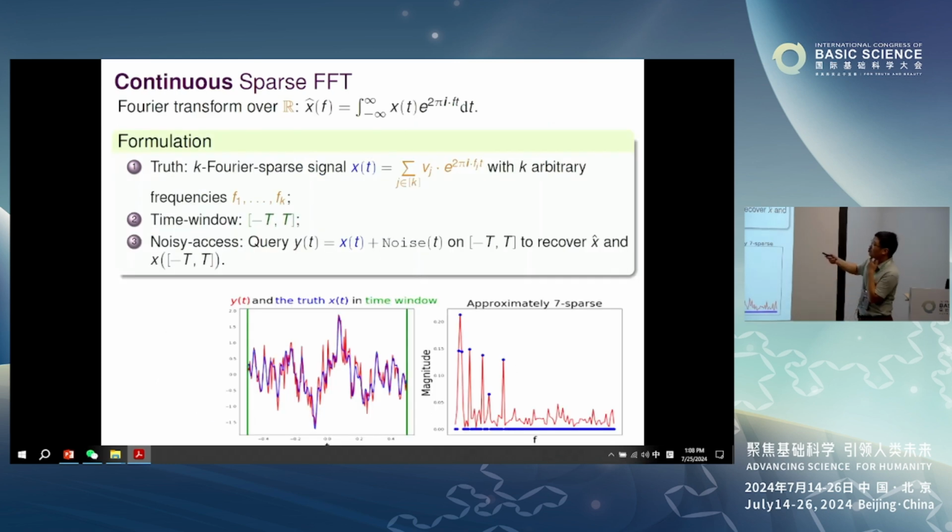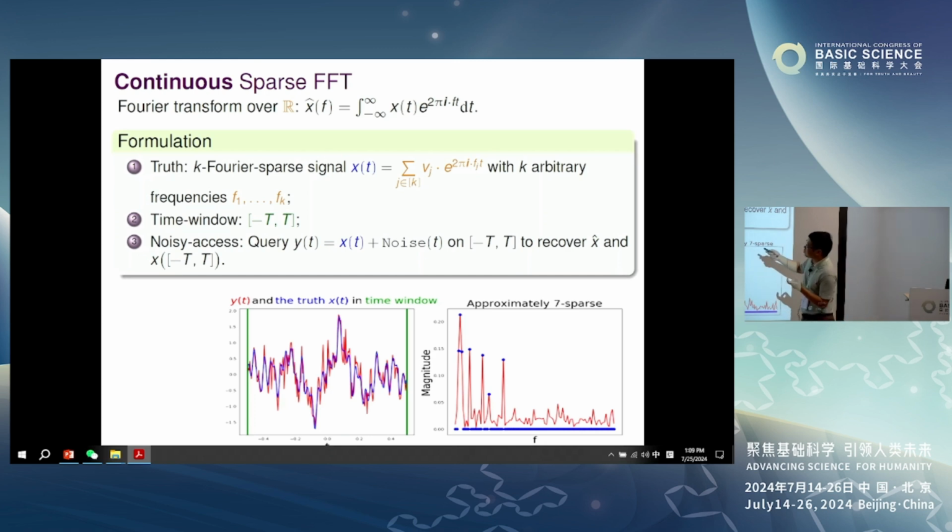So the Fourier transform will be defined over the real line. This means that for a signal x(t), the Fourier coefficient at frequency f, x hat of f, is the integration from minus infinity to positive infinity of the signal x(t) times the wave function e to the 2 pi i f t. Okay, so this was just some terminology.